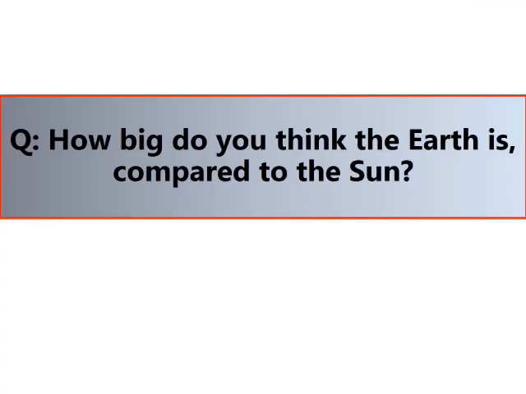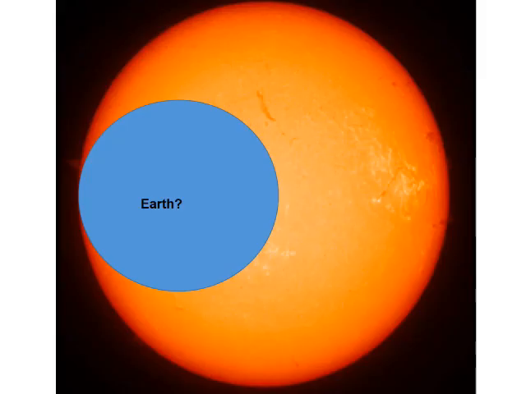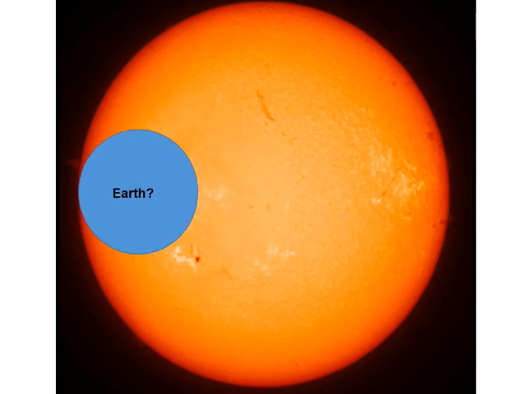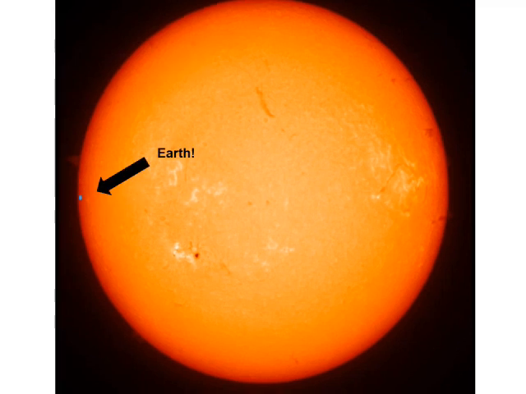Now, you saw about the sizes of the planets relative to each other, but how big do you think the Earth is compared to the Sun? Do you think it's maybe this big, about half the size? Maybe a bit smaller, like this? Or even smaller still, like this? What do you think? Well, it's actually this size. Yes, the Earth is tiny compared to the Sun. You could fit the Earth 109 times across the diameter of the Sun.